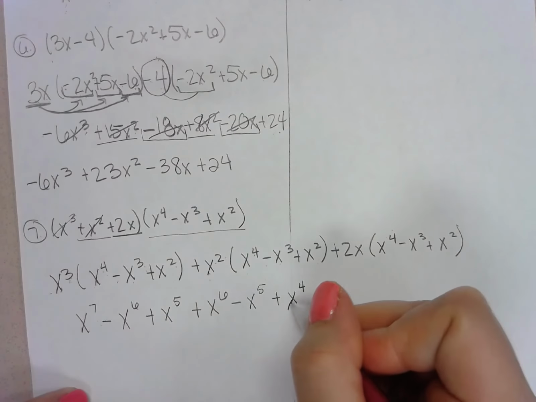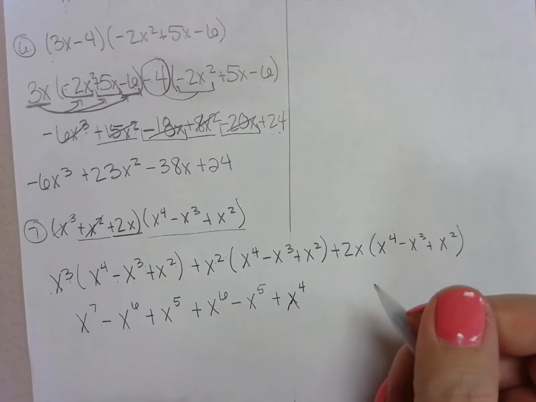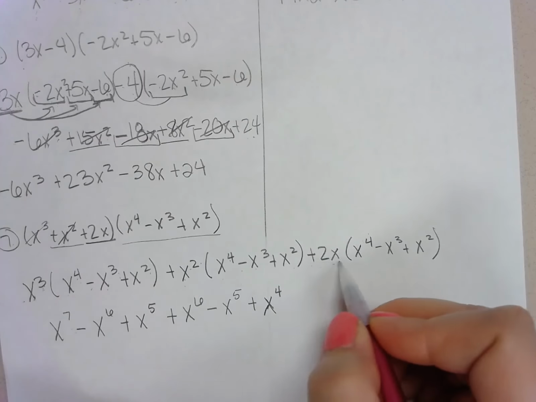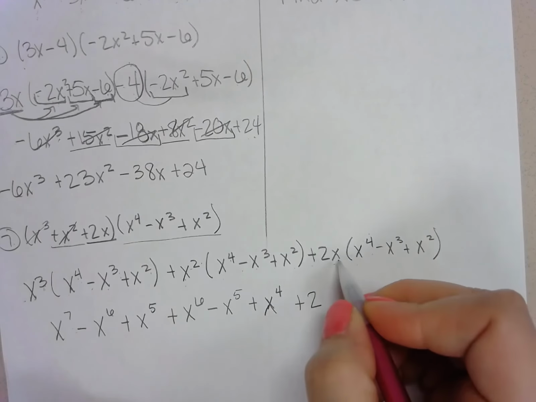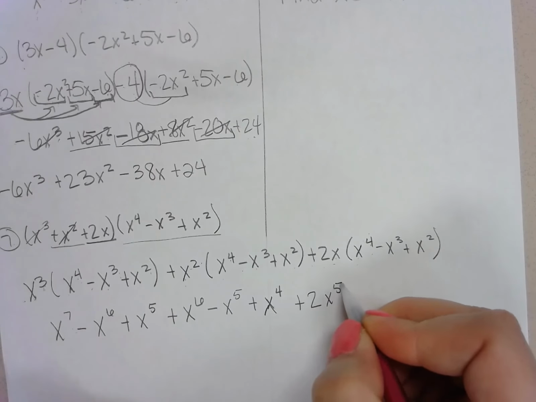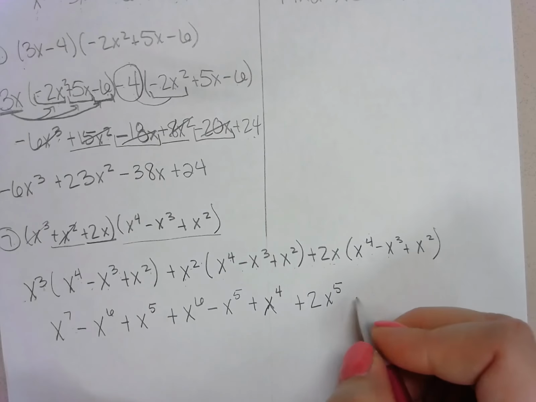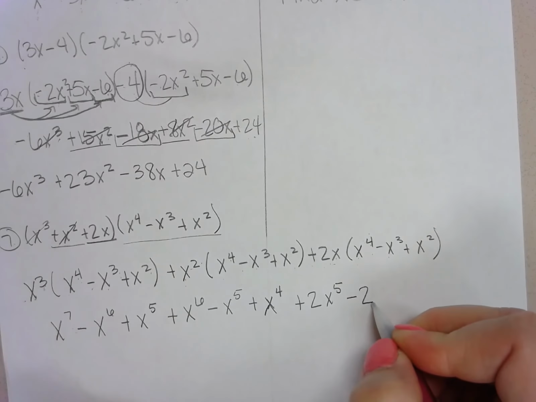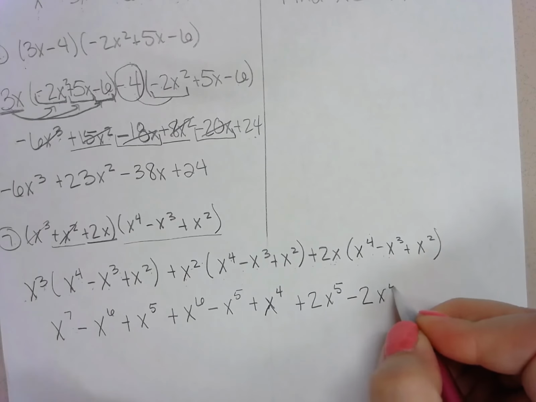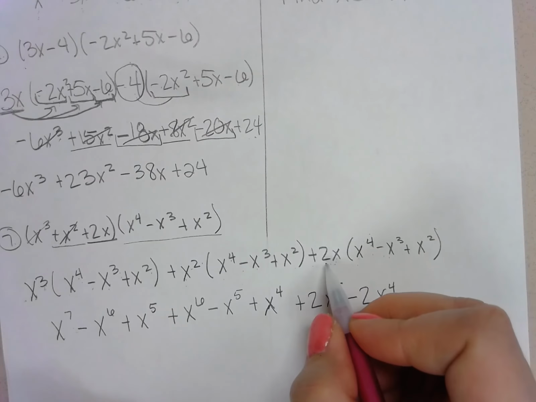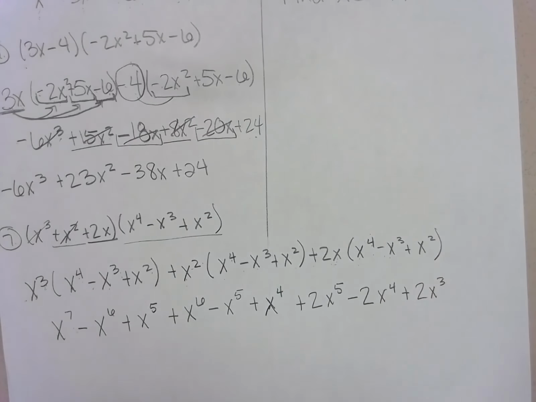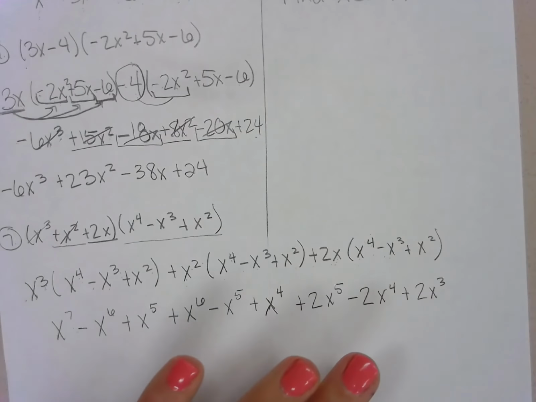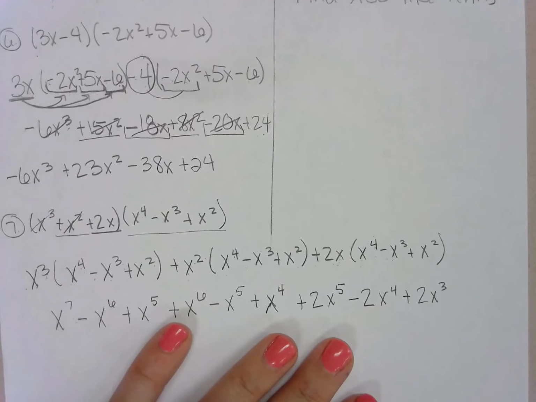I feel like my numbers are getting smaller and going uphill as we go across the page. Then I've got positive 2x times x to the fourth. So positive 2x times x to the fourth is 2x to the fifth. 2x times negative gives me negative 2x times x to the third is negative 2x to the fourth. And then positive times a positive again, and we get 2x to the third. So there's all of our multiplication done. Now we need to go through and sort out all of our like terms.